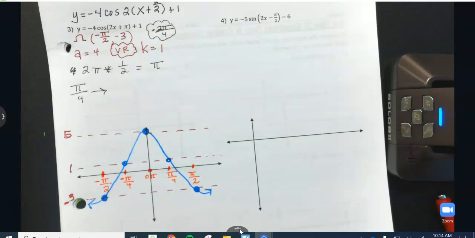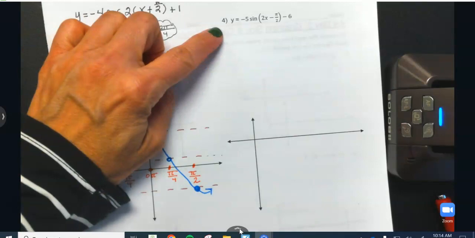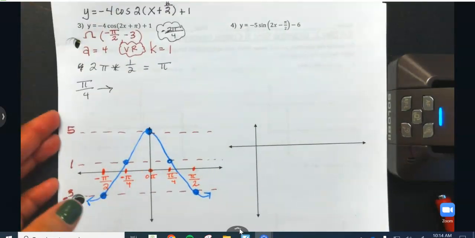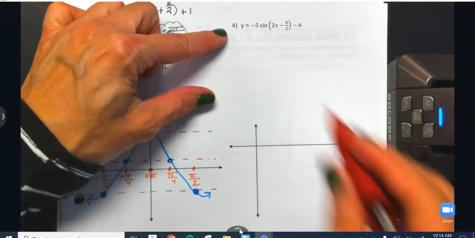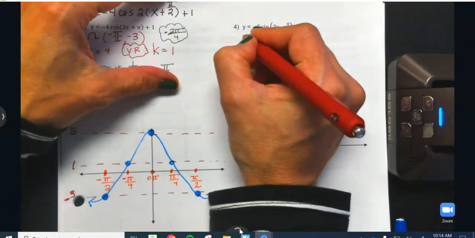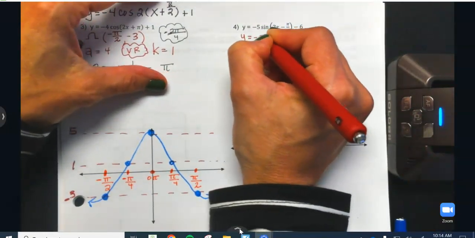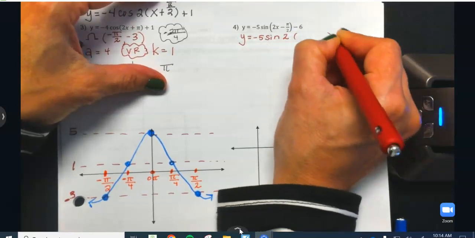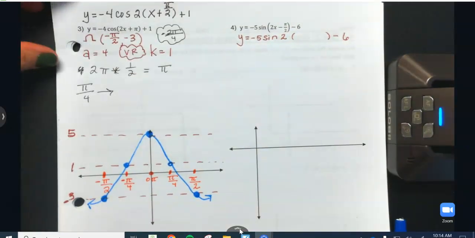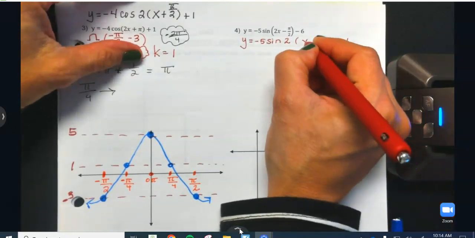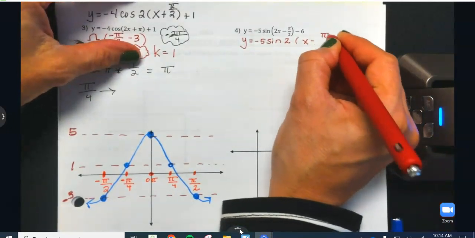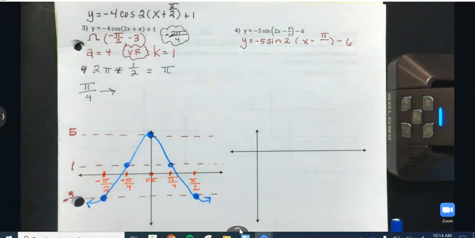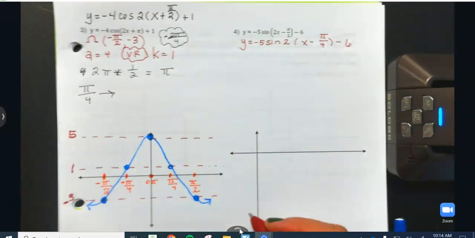All right? All right, so number 4, another reflection. How fun. But we got to take this 2 out first. So y is going to equal negative 5 sine. And then write that 2 on the outside. Guys, what is this? Pi over what? Pi over what? Yes, it is. Good job. Oh, and it's sine.